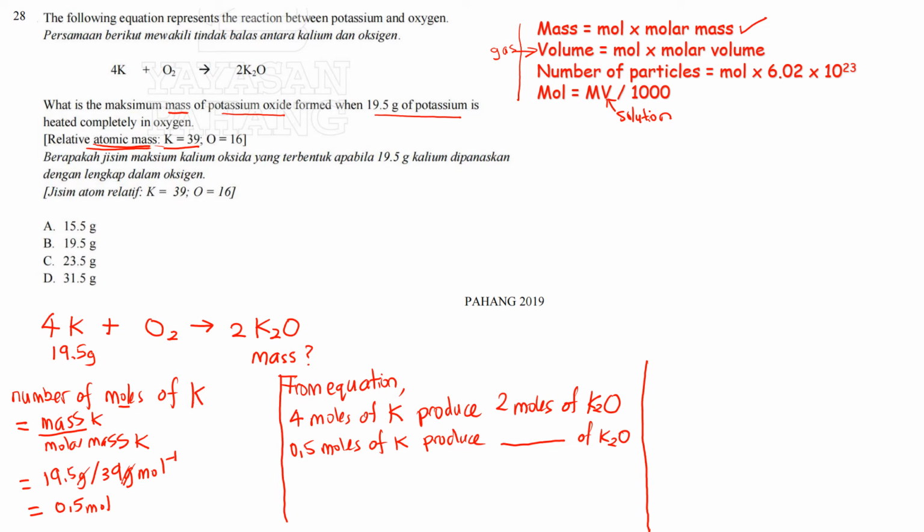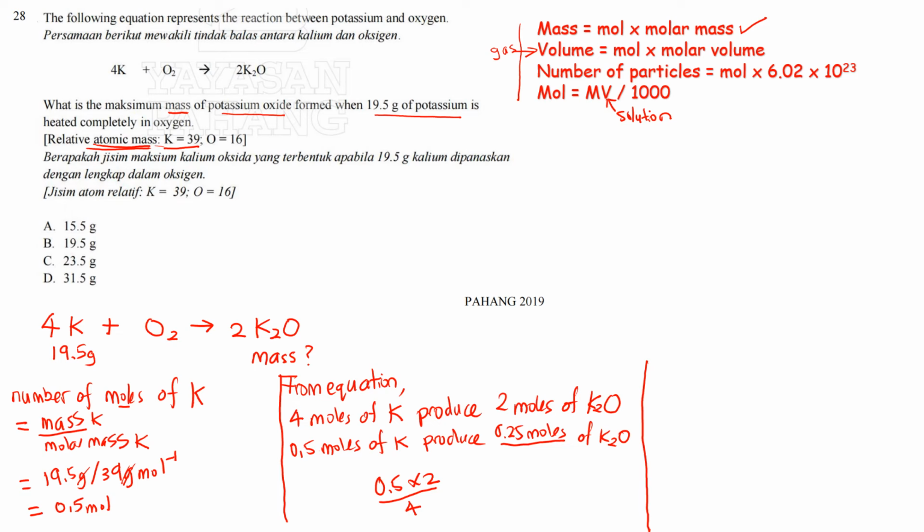So how do you count? You use the method we call darab silang. You take 0.5, times 2, and divide by 4. Then you will get 0.25 moles of potassium oxide. Now you have the number of moles for potassium oxide. They ask you to find the mass.